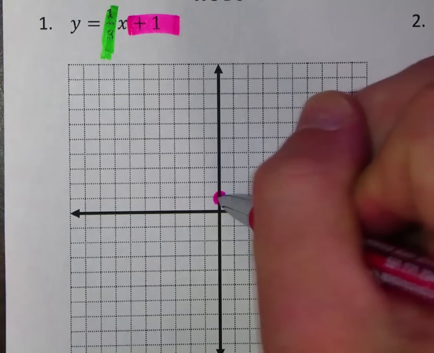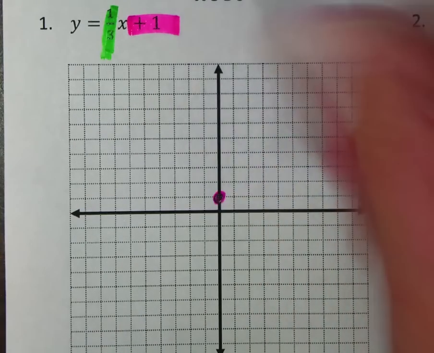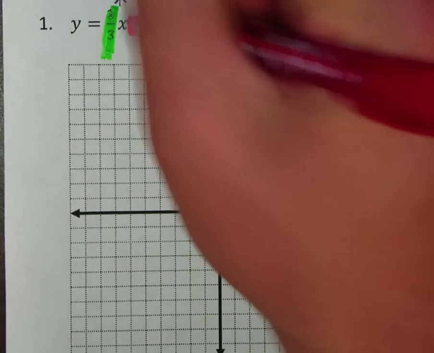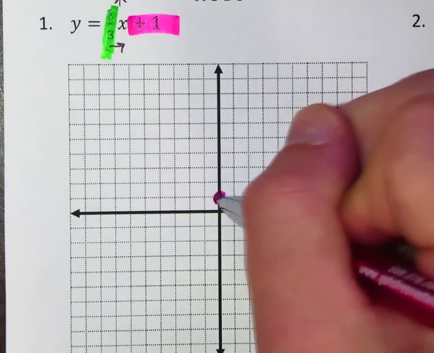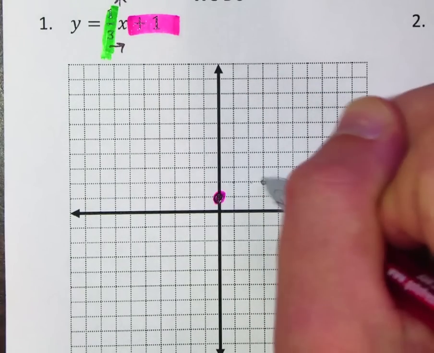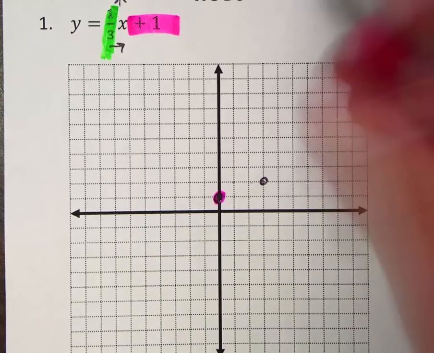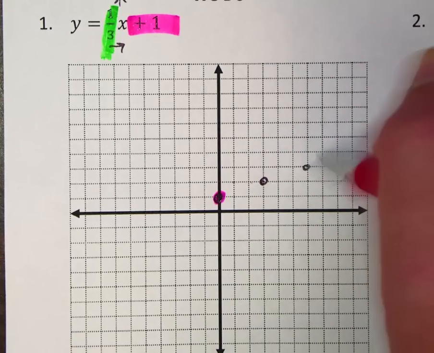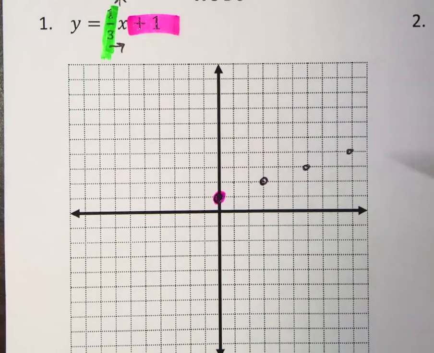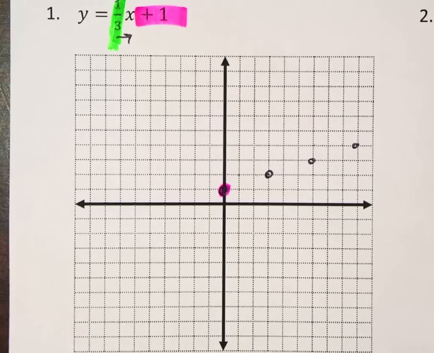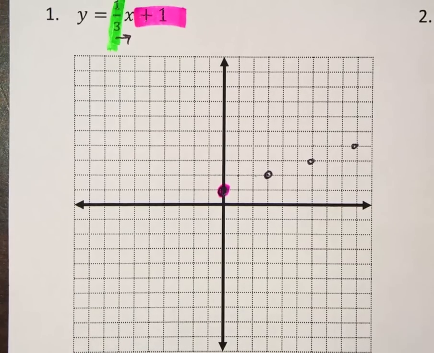So 0, 1, and then this tells me rise over run. I'm going to go up 1 and to the right 3. And then I'm going to do it a few more times. Walk my slope is what I call that. Up 1 to the right 3, up 1 to the right 3. And these are how the vertical and the horizontal change relates to each other.